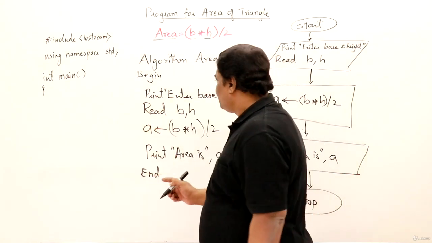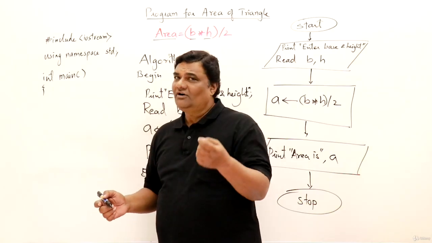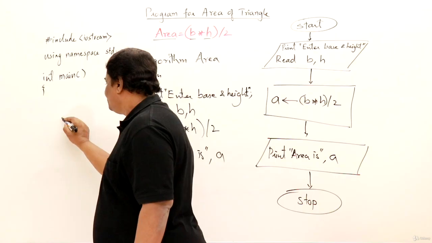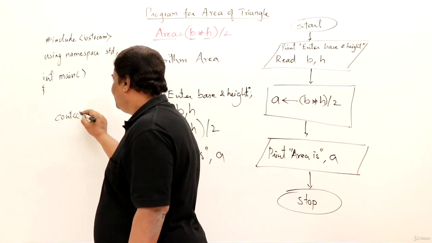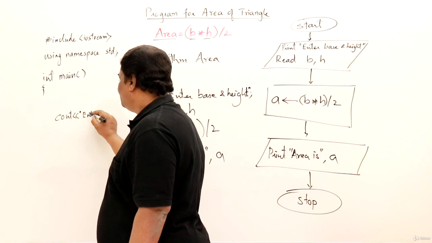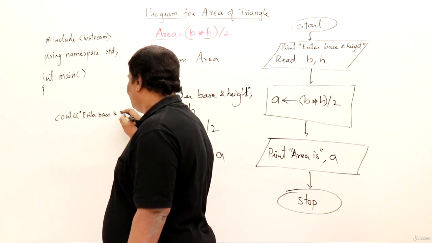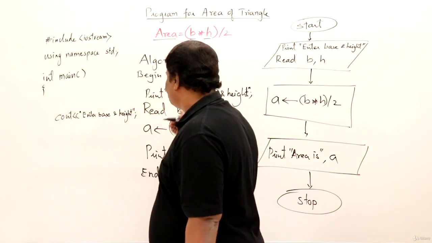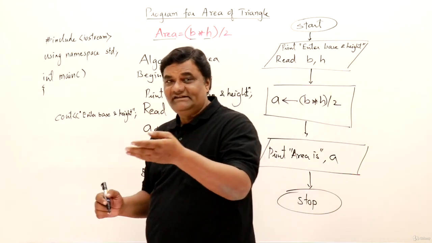So inside the algorithm, very first thing is enter base and height. So it is print. So how to write print? We use cout. Since I have already used the namespace, I can directly say cout enter base and height. This will appear as a message on the screen. Then read B and H. So for reading, cin is there.